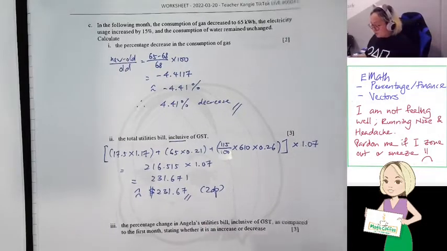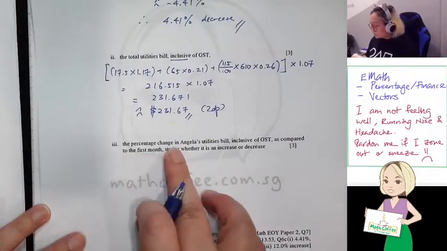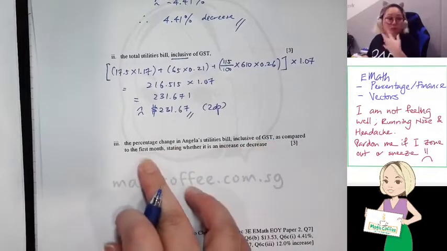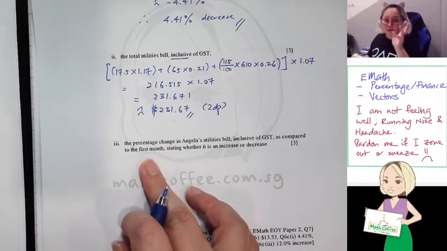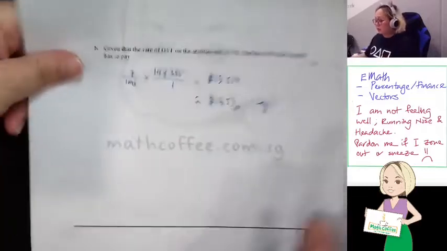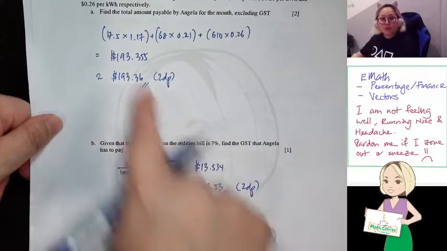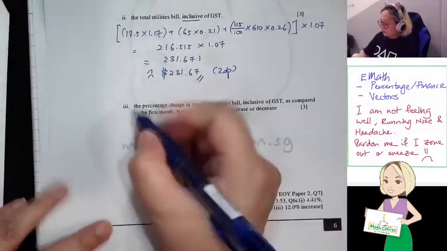Okay, let's move on. Now they ask, what is the percentage change in the utility bill inclusive of the GST as compared to the first month? So let's find out what is the previous month including GST. We did not find the total amount. We only find the 100% as well as the GST. So I'm going to add them together. So I will just write here, previous month.